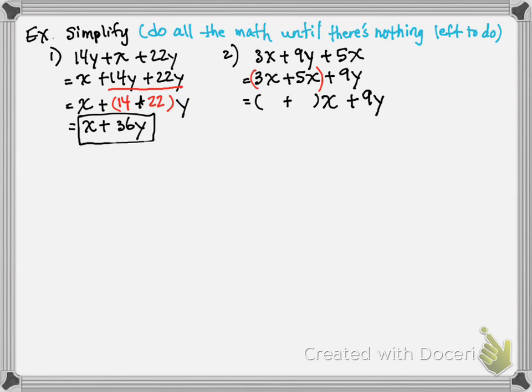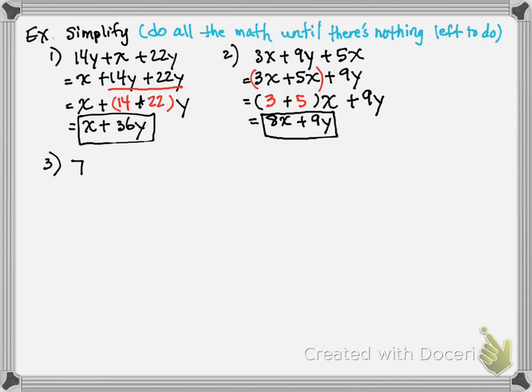So 3x divided by x is 3. 5x divided by x is 5. So we do our math. 3 plus 5 is 8. So we get 8x plus 9y. I don't have like terms, so I'm done with this problem. Okay, let's do another one.